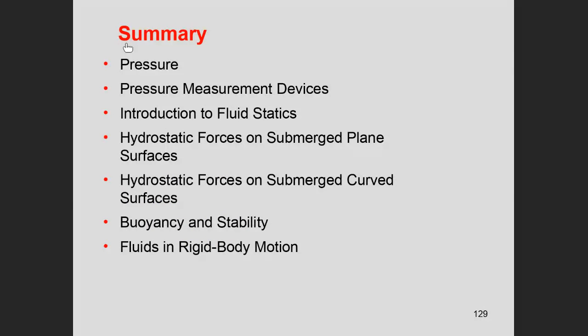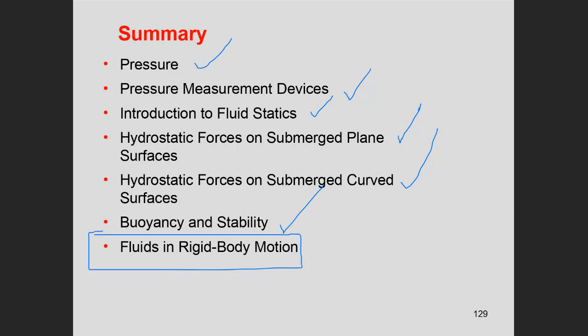In summary, gentlemen, chapter 3 has been a long chapter. We talked about pressure and pressure measurement, and we talked about statics and hydrostatic forces on plane surfaces and on curved surfaces, and then we did buoyancy and stability. The only point that we put for reading is what, guys? Fluid rigid body. Up to here, we will say goodbye to chapter 3, and we will go into what, guys? Into the tutorial.